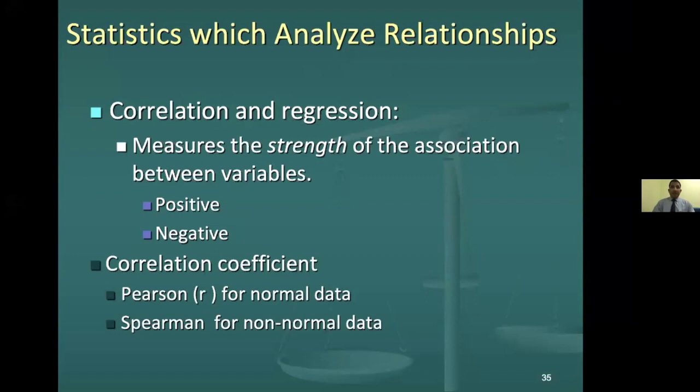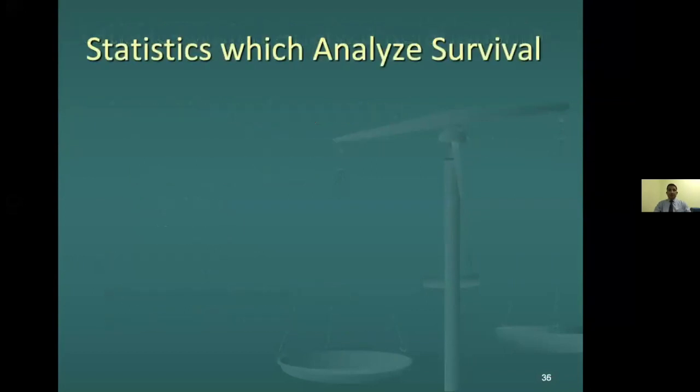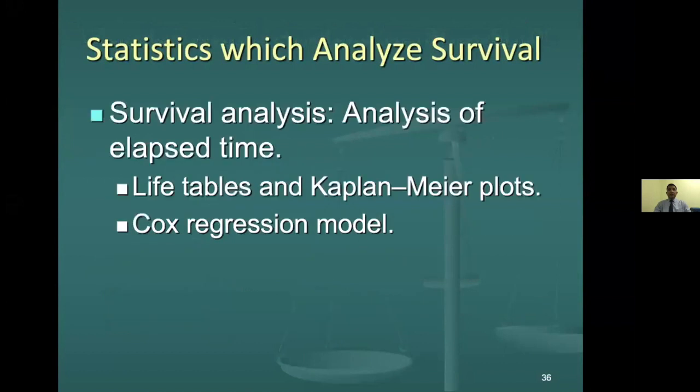And this is important, which thing you come out with. The correlation coefficient is the one that is used. Pearson correlation coefficient is used for normally distributed data, whereas Spearman correlation coefficient is used for non-normally distributed data. Now, the last few slides: to analyze survival, survival analysis is nothing but the analysis of the elapsed time. The commonly used methodologies are life tables, Kaplan-Meier plots and the Cox regression model.